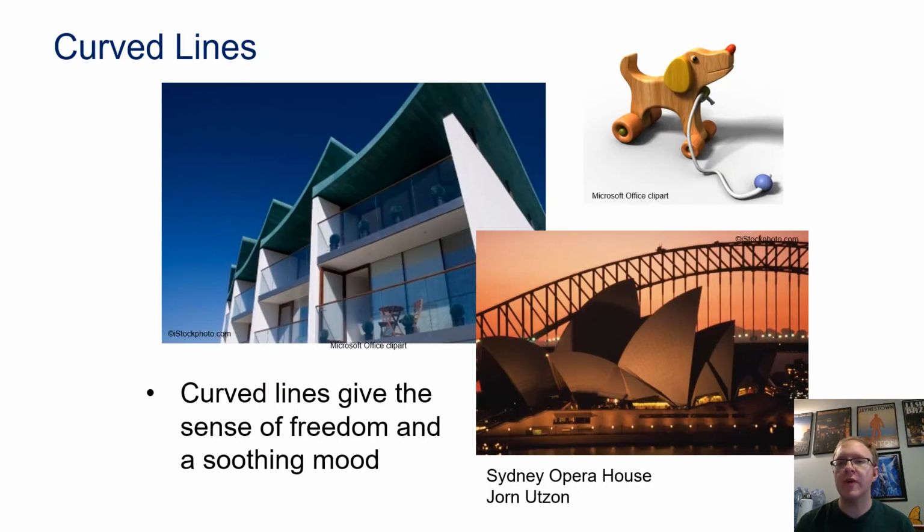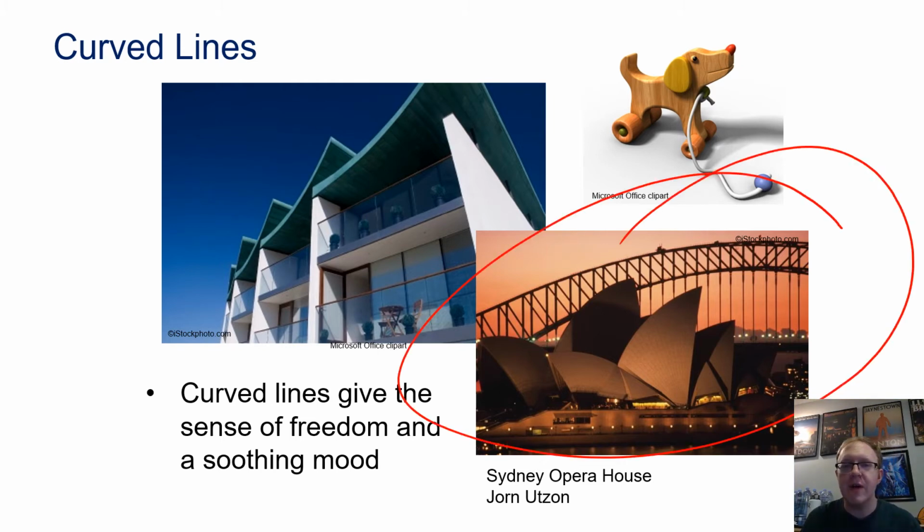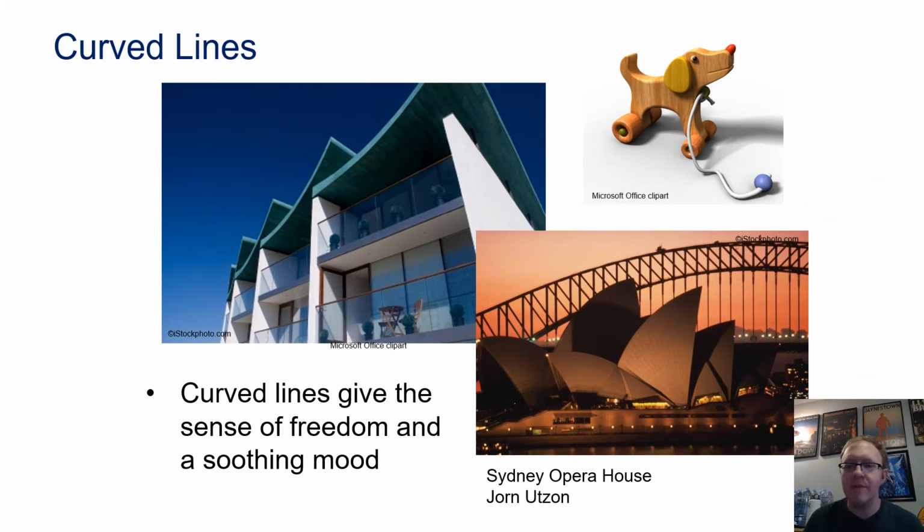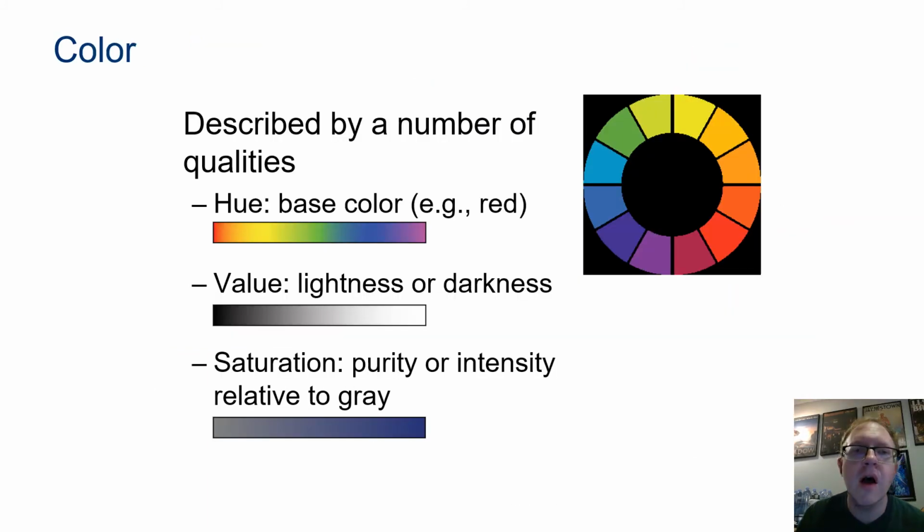Same idea with curved versus straight lines. Sydney Opera House is a very interestingly shaped building, very curved. That's the one in the lower right. I think I can even circle here with a pen. Let's try that out and circle, see if that works. I'll erase that and see what happens. Leave a little star. Curious to see what happens.